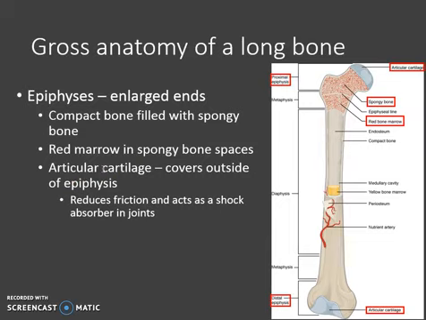So it covers the outside of the epiphysis, it helps to reduce friction because it's a little bit slippery, and it's also a little squishy, so it acts as a shock absorber in the joints. It keeps your bones from rubbing against each other and from damaging each other. Now, over time, that cartilage does wear down, and that's why as people get older, they get osteoarthritis. And osteoarthritis occurs when that articular cartilage is worn down and the protective function is no longer there.